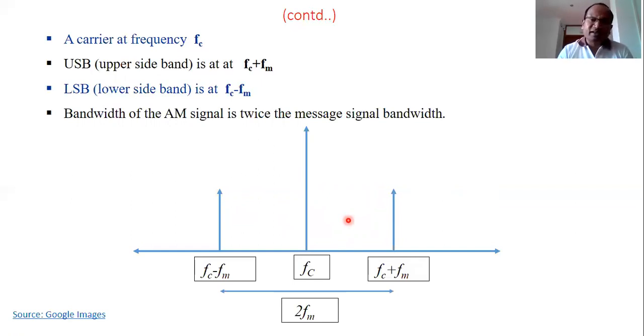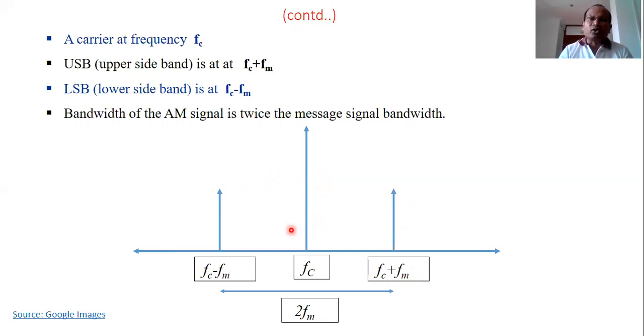Why is the message there? Because the same sideband you can find in the upper sideband as well as the lower sideband, because both the sidebands carry the whole amount of message separately. What is the total bandwidth? What is the total amount of bandwidth for this amplitude modulated signal? Look at here, FC plus FM minus FC minus FM, you will get twice of FM.